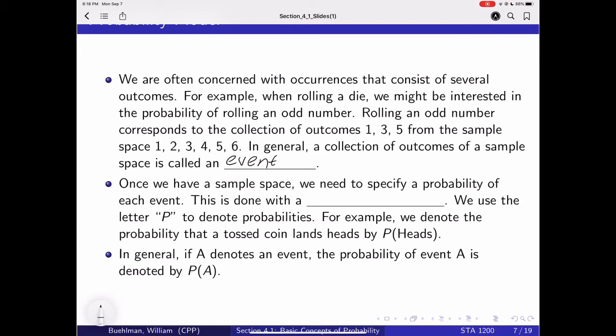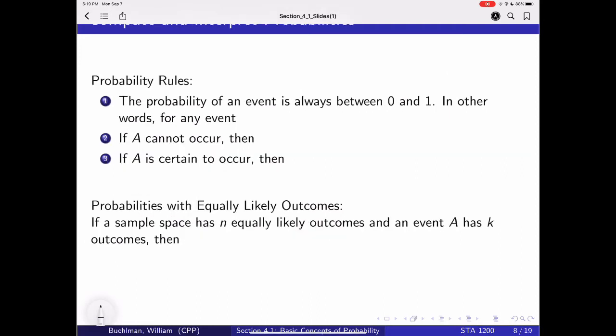Once we have a sample space, we need to specify a probability of each event. This is done with a probability model. We use the letter P, capital P, to denote probabilities. For example, we denote the probability that a tossed coin lands on heads by big P with heads in parentheses. In general, if A denotes an event, the probability of event A is denoted by P of A.